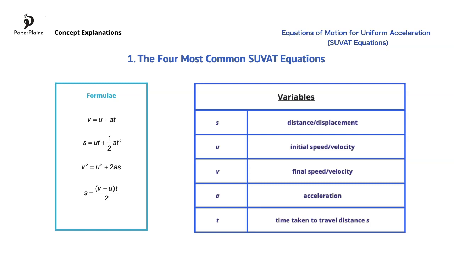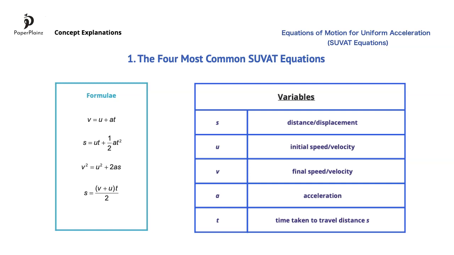A quick side note here. You might have noticed that both in the formulae and in the variables table, the variables are written in italics. This convention in physics is used to make it easier to differentiate between letters that represent variables or quantities and those that represent units. For instance, when S is written in italics, it represents distance or displacement, and when it is not written in italics, it represents seconds, one of the units of time.